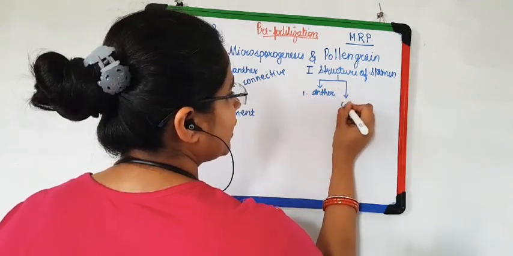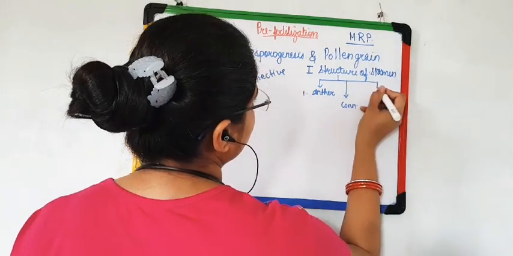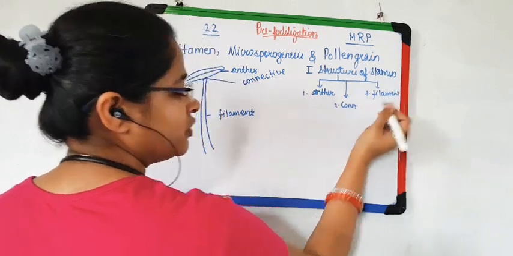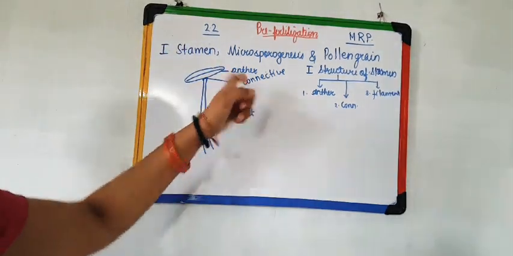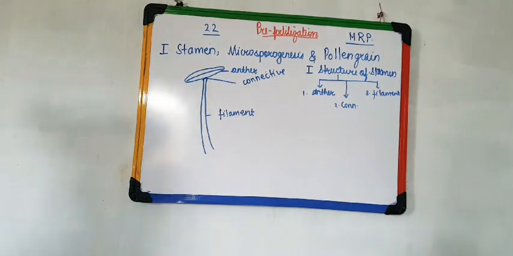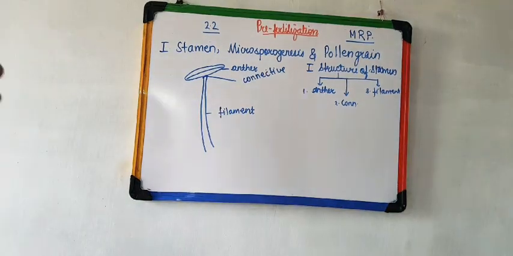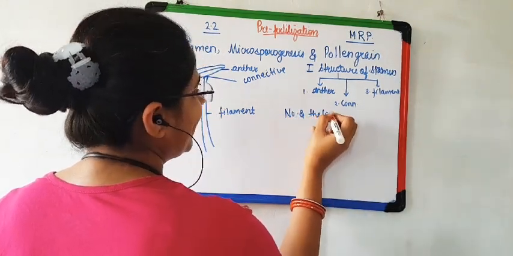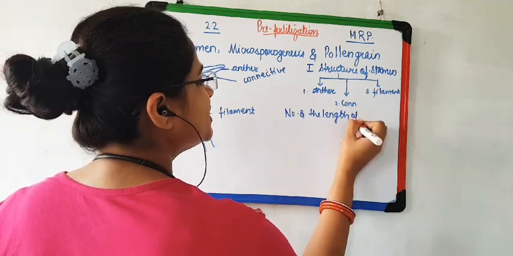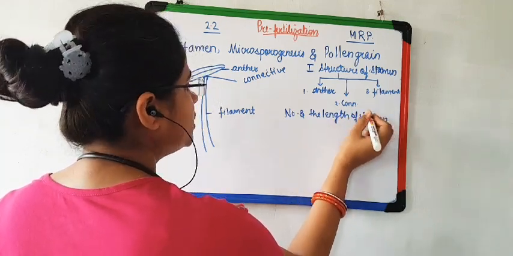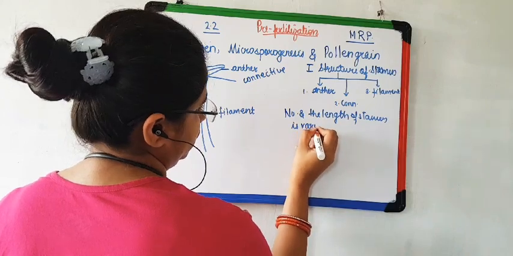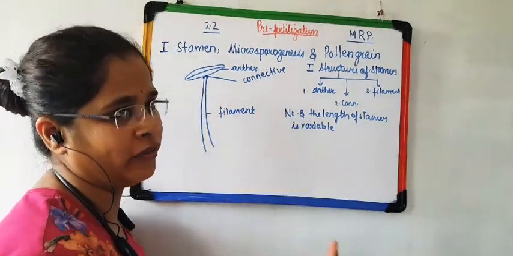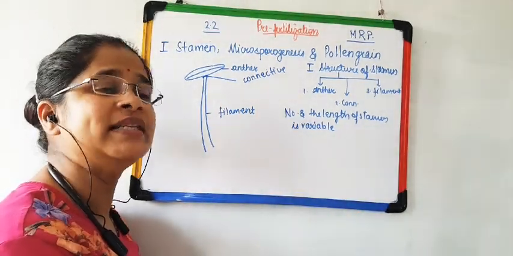Second is connective, and the third one is filament. Clear with that? Anther, connective, and filament. Now, the number and the length of the stamen is variable. That means it's not so that in each and every flower we will find one anther, two anthers, three anthers. No, it differs.